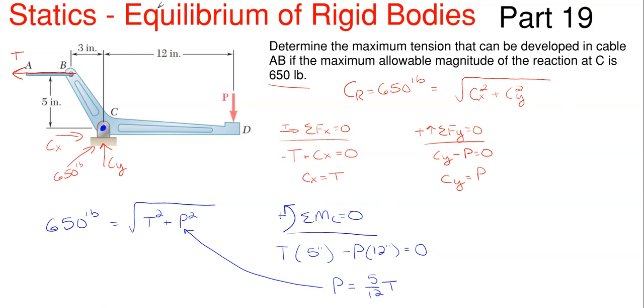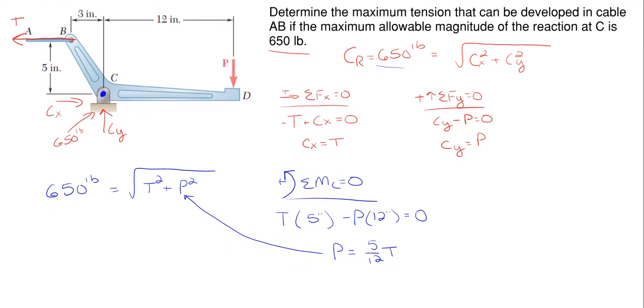So that's how you would use equilibrium in your reactions in order to get this solution workable where you have one unknown, which is your applied tension force. The only hiccup here is that they didn't give you the reactions in the X and Y direction, they gave you the overall reaction, the combination of the resultant there.